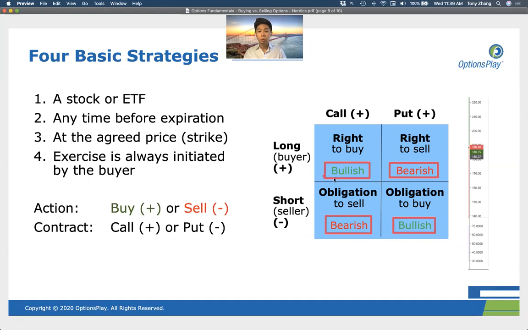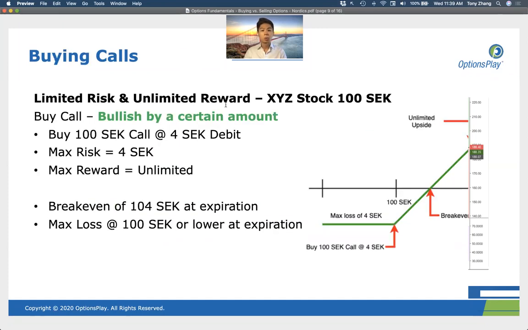So today we're going to explore these 4 strategies and break them down so that you understand when you want to use each one, what the advantages are, and what the disadvantages are to each strategy. So let's go ahead and get started with buying calls, or the bullish strategies, first.